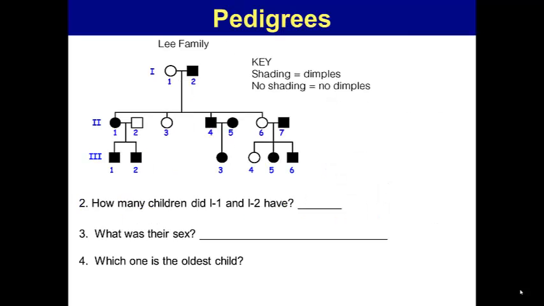How many children did I-1 and I-2 have? They had 1, 2, 3, 4 children. What was their sex? Female, female, male, female. Which one was their oldest child? This female here, II-1.